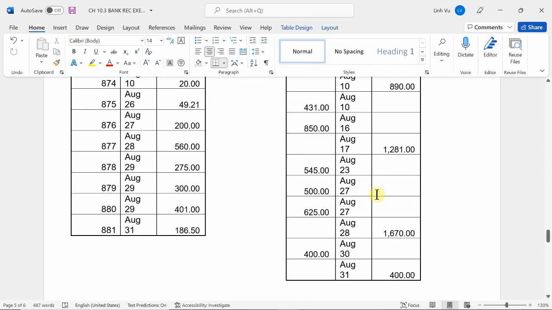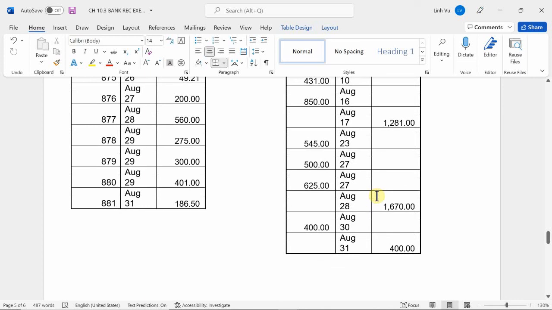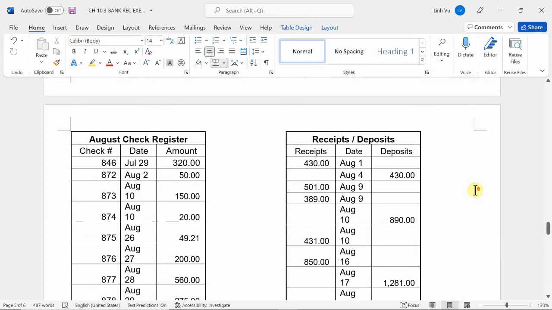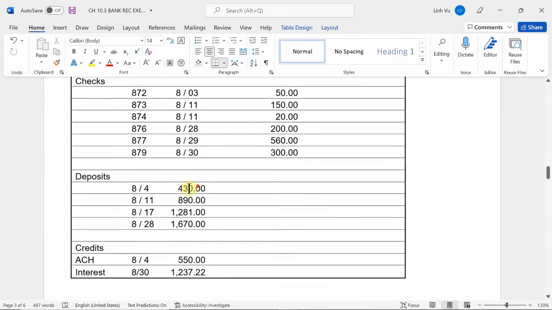Augustine. August when? August. Okay, we have 28, 27, 23rd. Oh yeah, where is August 1? Where is August 1? Yeah. $430. $430. Okay. Isn't that the first one that you have here? $430.